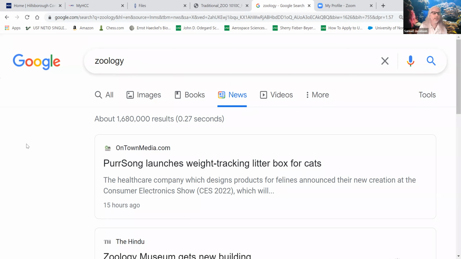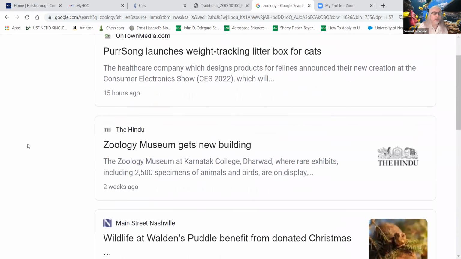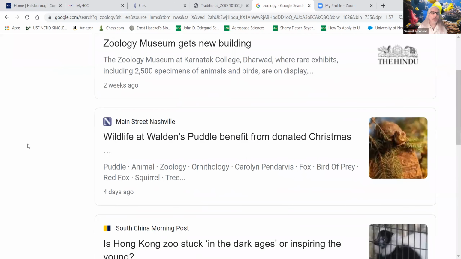I'm looking for papers. So, okay, Petsong launches weight tracking litter box for cats. It's a technology issue. It may not work for this, as that is not full zoology, but it's still interesting. How about this one? Zoology Museum gets new building. Oh, that's interesting. Okay, so I might talk about that. Wildlife at Walden's Puddle benefit from donated Christmas. Cool. So you can talk about that one.